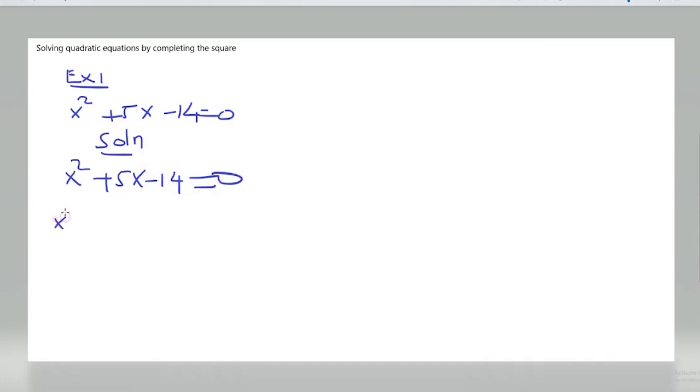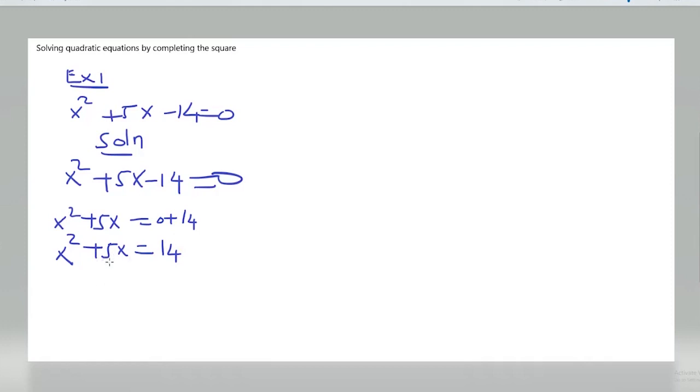Now this will be x squared plus 5x. Then take 14 to the other side, so it will be equal to 0 plus 14. Therefore x squared plus 5x is equal to 14.